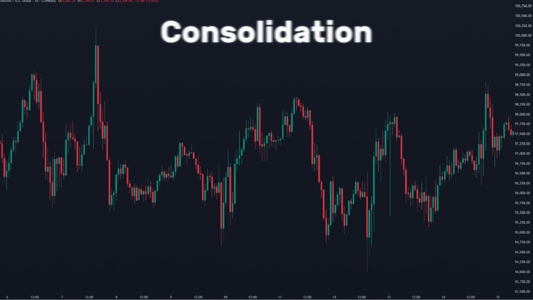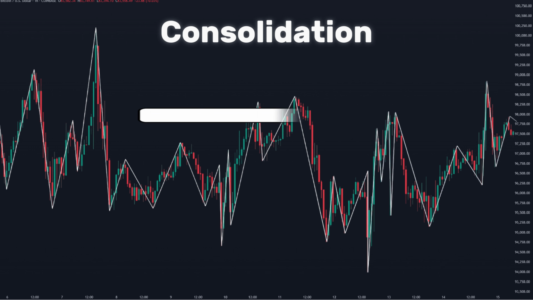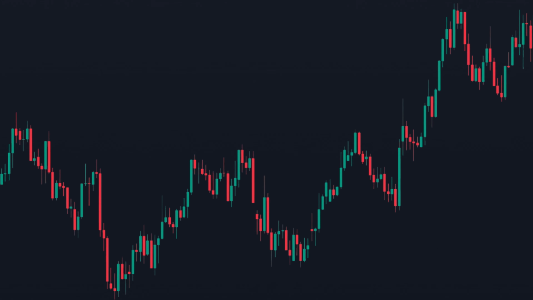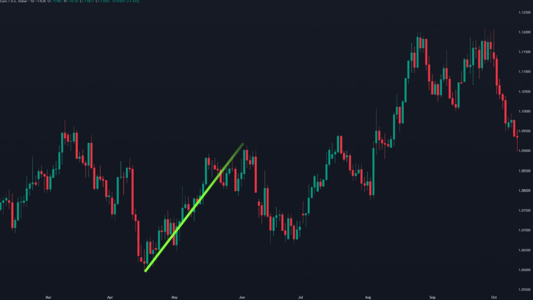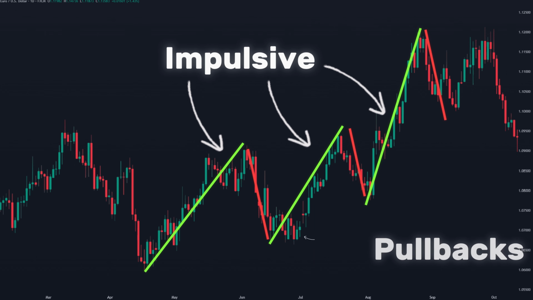And the third way is consolidation. This is when the price is stuck moving sideways. During consolidation, keep in mind you do not necessarily want to be forcing trades because the direction isn't clear. Patience often pays off here. Now, in trends, price doesn't just go straight up or down. It moves in pushes and pullbacks. The strong push with the trend is called an impulsive move, and then the smaller move back against the trend is called a corrective move or pullback.